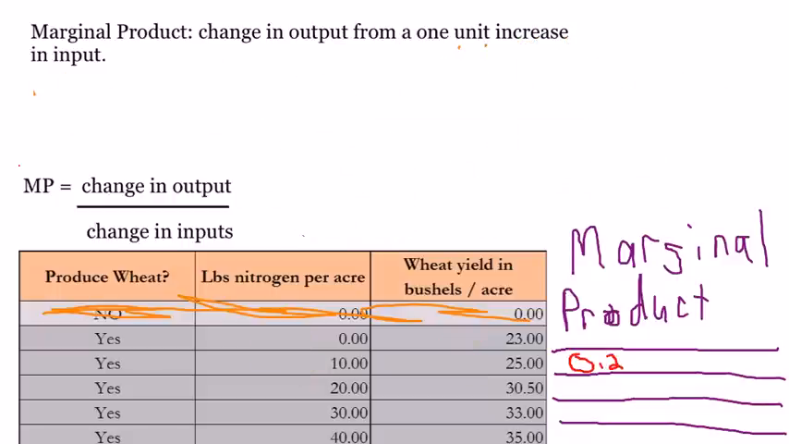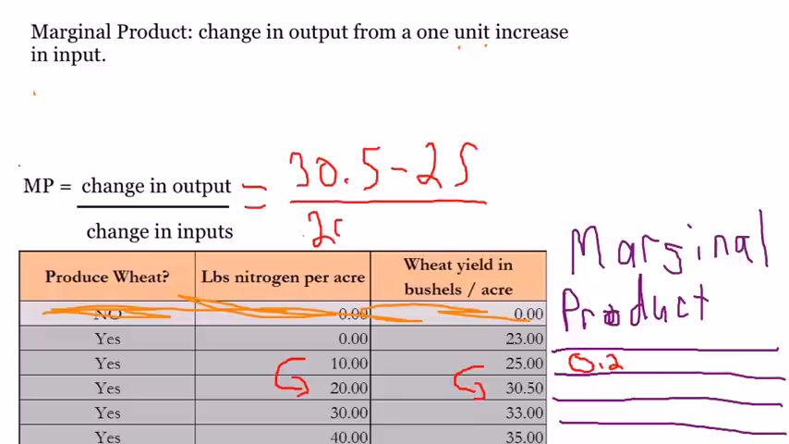Okay. Now let's look at what happens when we go from 10 pounds of nitrogen per acre to 20 pounds. We see that yield goes up from 25 to 30.5. So we come up here to our formula: change in output, 30.5 minus 25, over the change in input use, 20 minus 10, equals 0.55.